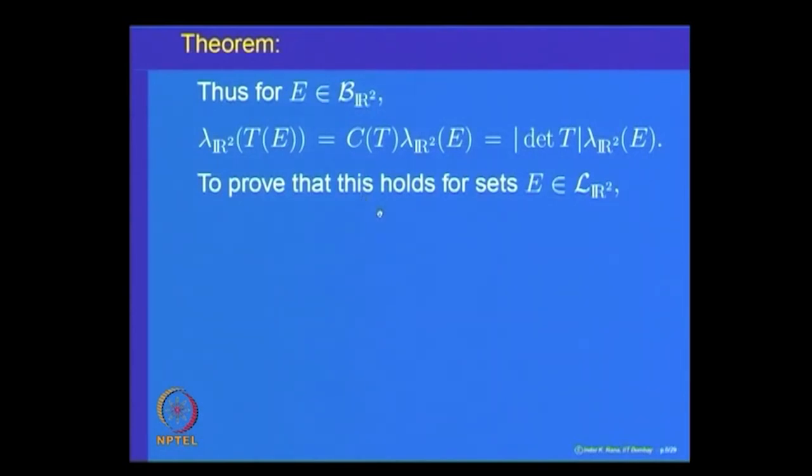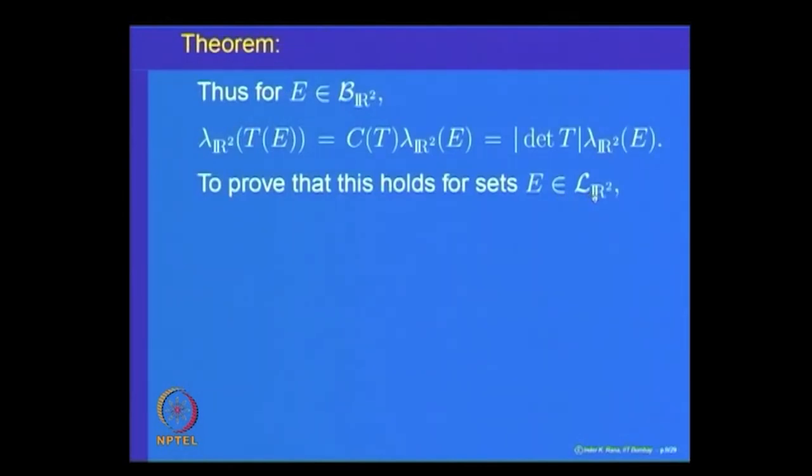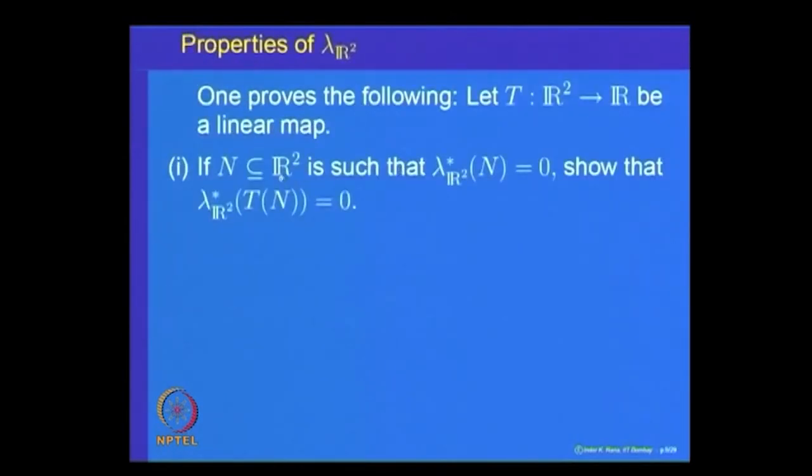For that, let us observe the following. How are the Lebesgue measurable sets in R 2 obtained from Borel measurable sets? What is the relation between Lebesgue measurable sets and Borel measurable sets? The first property is that if we take any set N in R 2 whose Lebesgue outer measure is 0, we first claim that under any linear transformation T, the image is also a Lebesgue measurable set of measure 0. That means linear transformations take sets of measure 0 to sets of measure 0 in the plane.